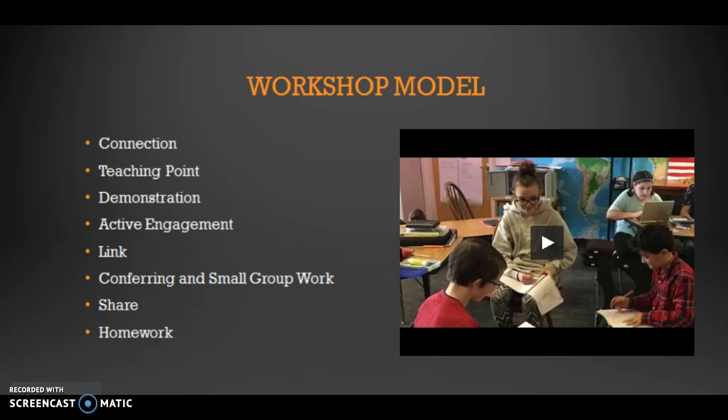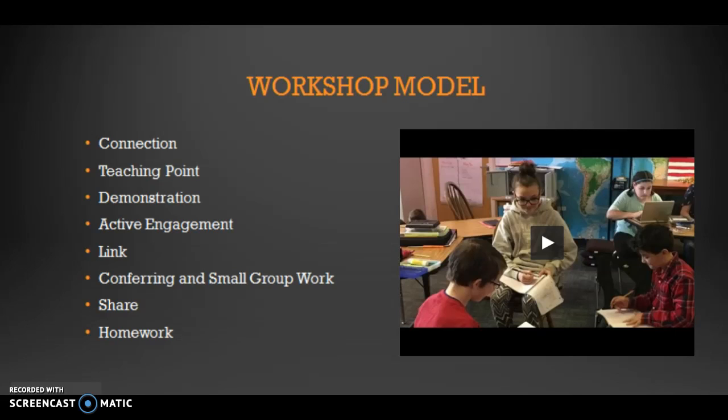So the workshop model is set up, these first 5 points happen within a 10-minute time period called the mini lesson. And in that mini lesson, I have the kids pulled together in a meeting area, and I begin with a connection, something that I can take that they already know and connect to the learning that they're going to do in that mini lesson. From there, I have a teaching point. It's an explicit, specific strategy or skill that I am going to teach them that they can use to become better readers or writers.